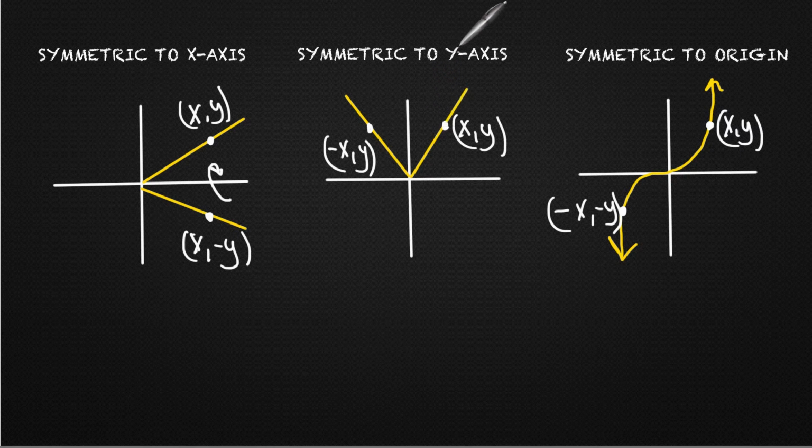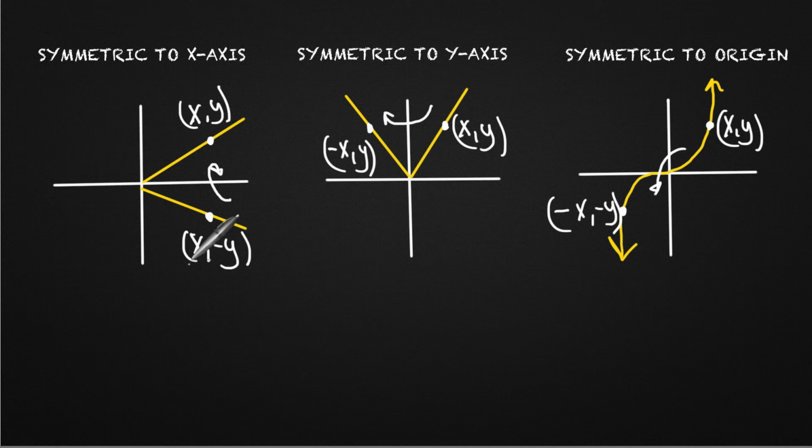And then you have symmetric to the y-axis, where the graph looks pretty much the same on the right of the y-axis as it does on the left. You can take the part of the function on the right and literally flip it around over the y-axis and it looks exactly the same. And then symmetric to the origin. Essentially, you could flip it over the origin and it would look exactly the same. So opposite quadrants are the same.